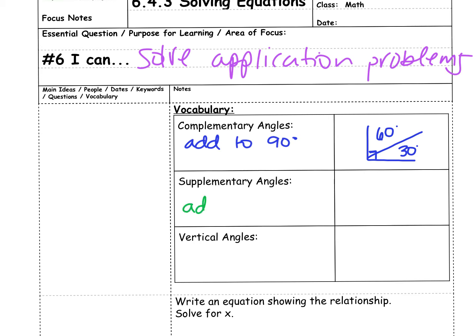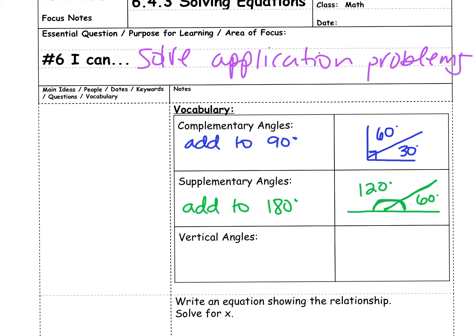Supplementary angles add to 180 degrees, so they make a straight line. So if you have a straight line, we generally show it with an arch, the angle measurement, and if I split it here, this angle is 120 degrees, so then this other angle would have to be 60 degrees.